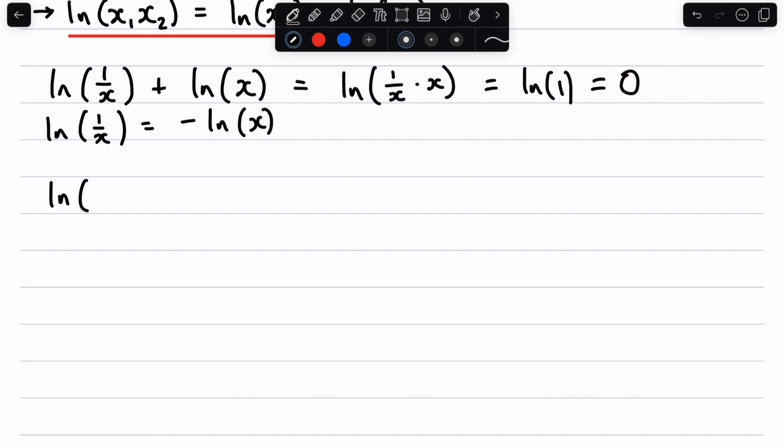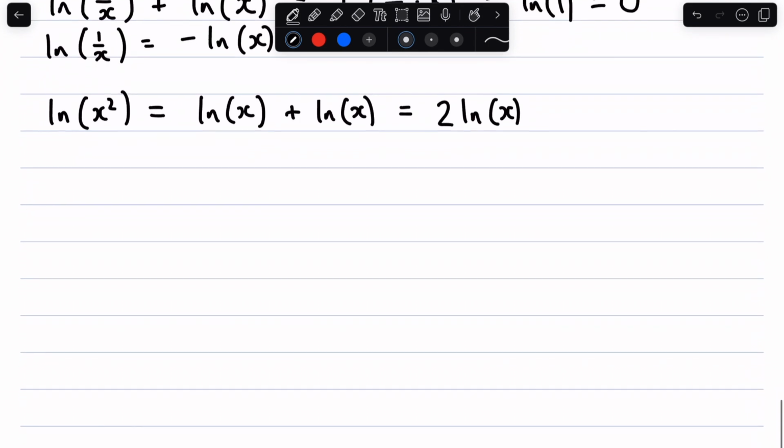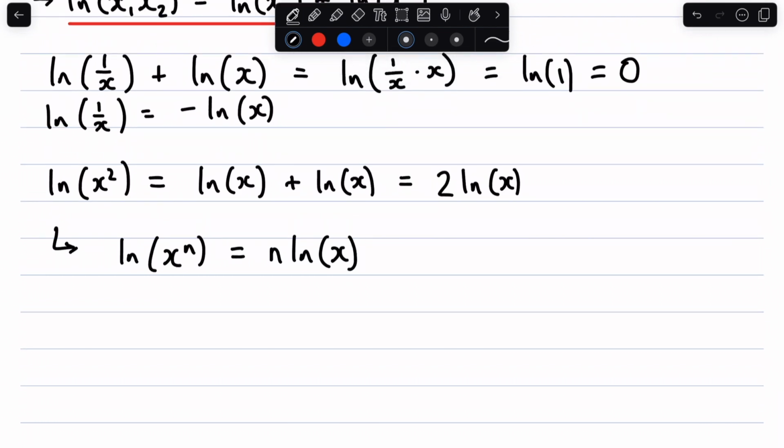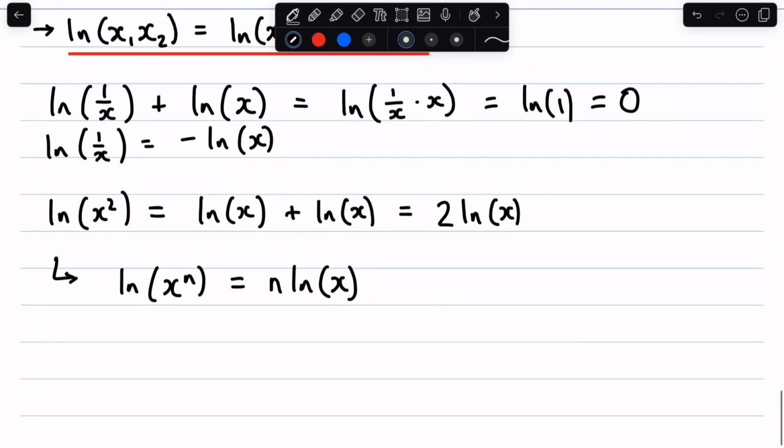So ln of x squared is the same as saying ln of x times x, which would then become ln of x plus ln of x, i.e. 2 ln of x. And to write this generally, we get the natural logarithm of x to the n becomes n times the natural logarithm of x. Whatever the x is raised to the power of becomes the prefix of just ln x. It's a very useful property of natural logarithms.